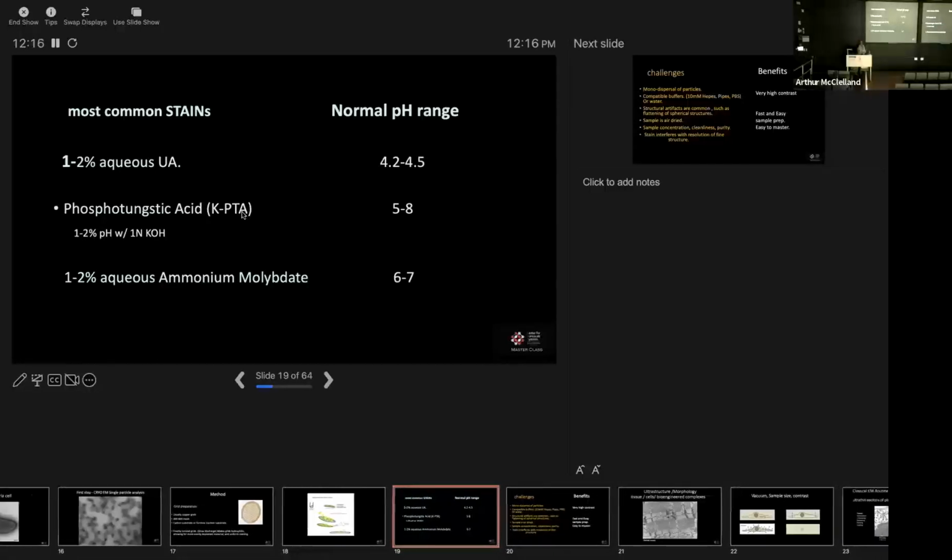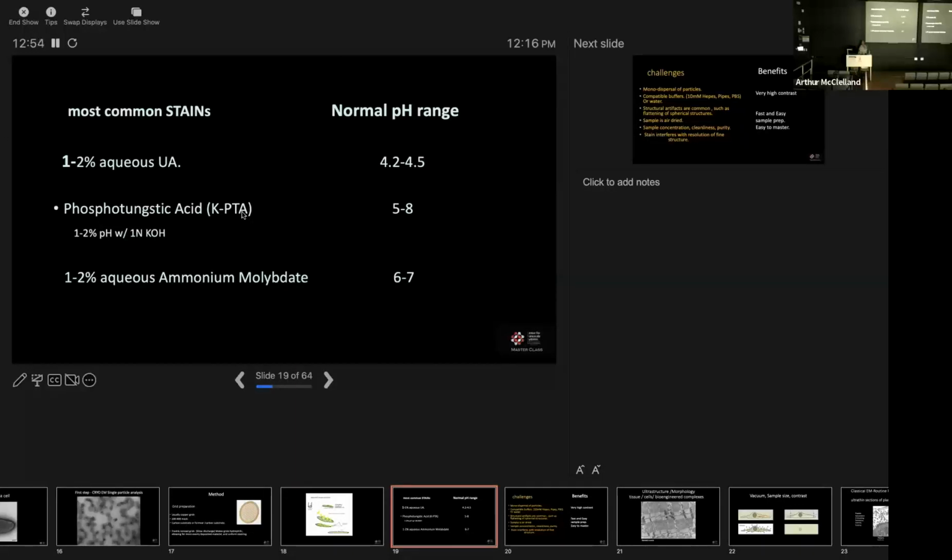And then after 30 minutes, you can take it into the scope and take a look at it. Your most common stains are going to be 1 or 2% aqueous uranyl acetate, pH range of 4 to 4.5, phosphotungstic acid, 1 to 2%, with sodium and potassium hydroxide. You purify it with 1 normal potassium hydroxide. That's going to have a pH of 5 to 8.